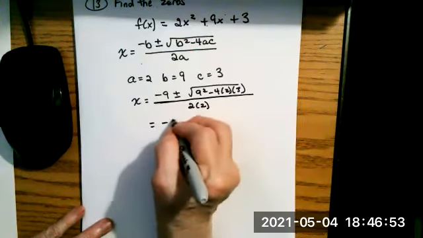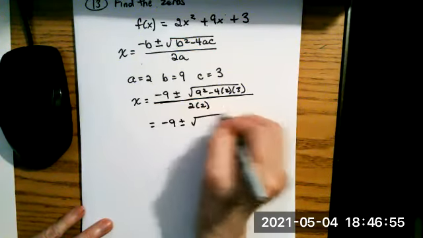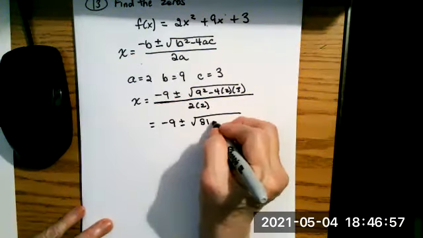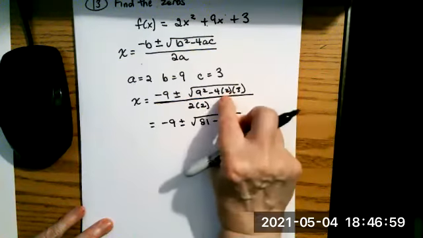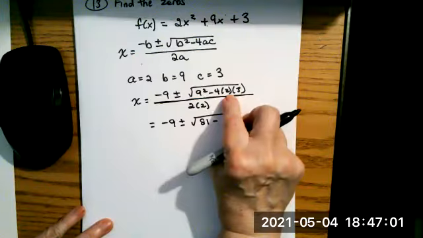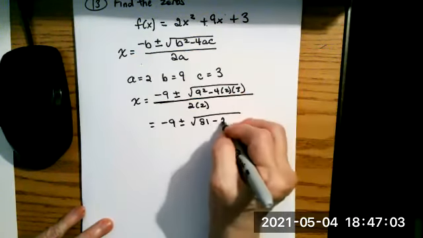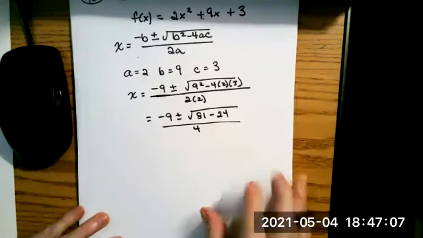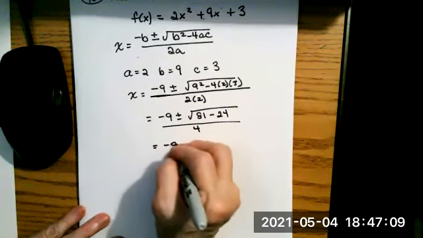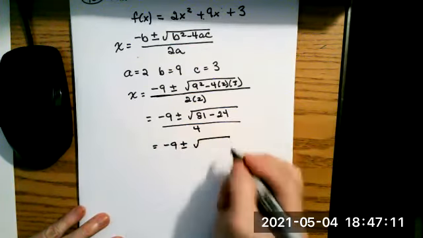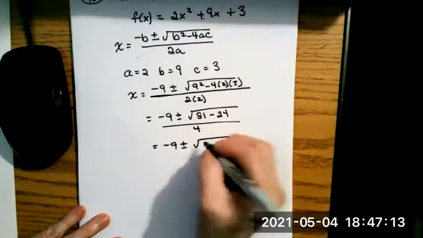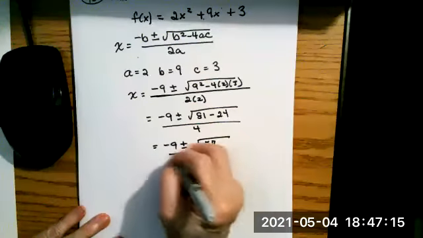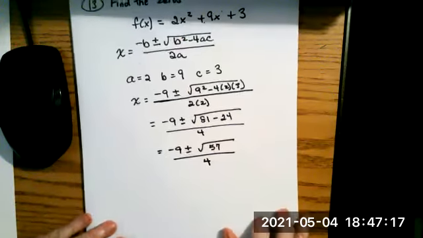So now I have negative 9 plus or minus the square root of 81. Let's see what this is. 4 times 2 is 8. 8 times 3 is 24. So now I have negative 9 plus or minus the square root of 81 minus 24, which is 57, over 4.